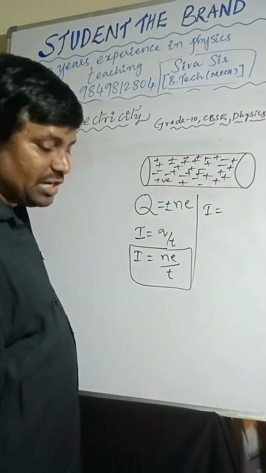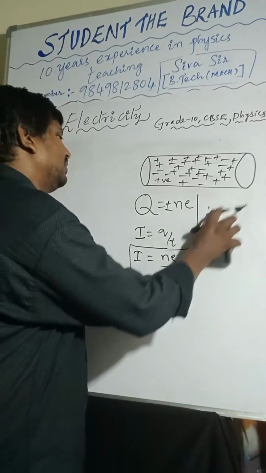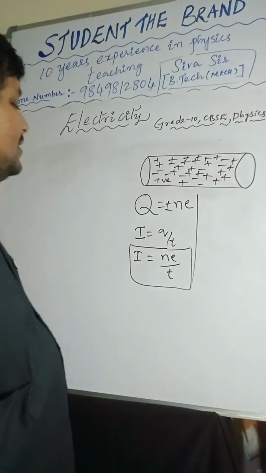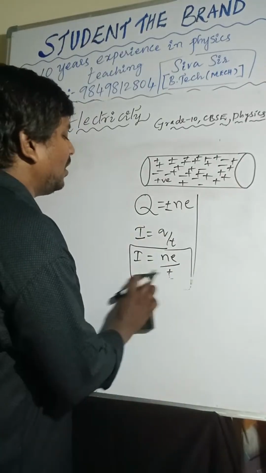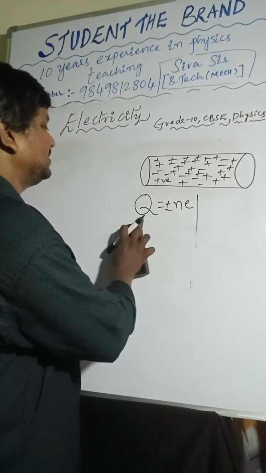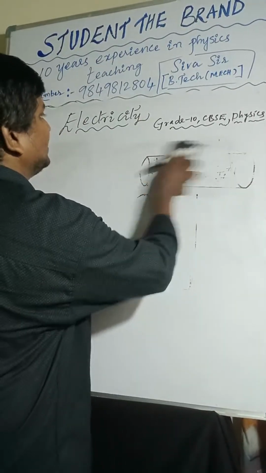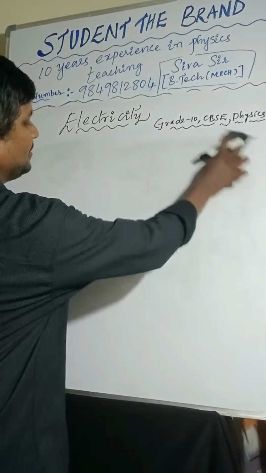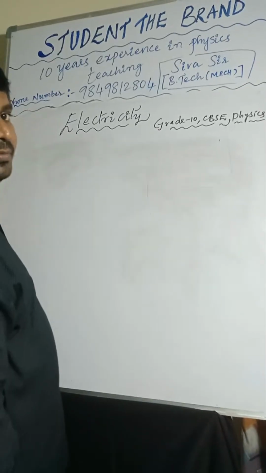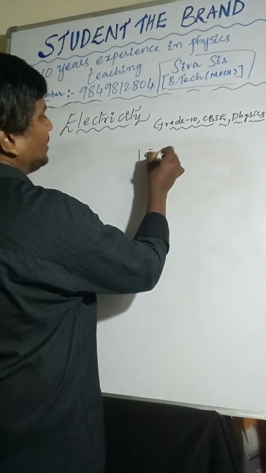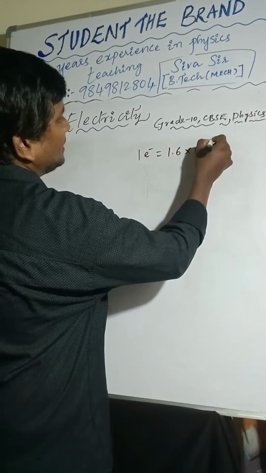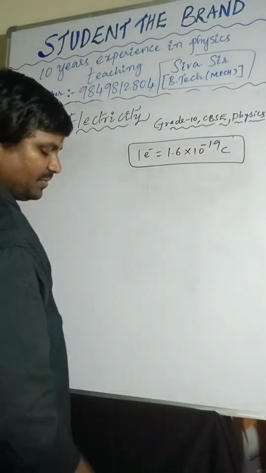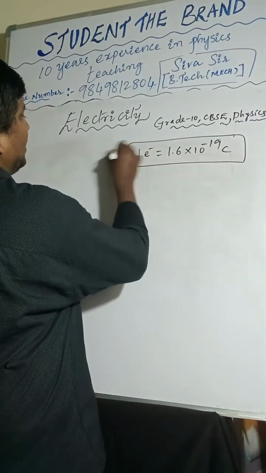Now we know charge. The charge on an electron: on one electron, how much charge is present? These values are very important, so I'll write it. On one electron, 1.6 into 10 power minus 19 coulomb. Very, very important formula. Make a note of it. You have to remember this value.